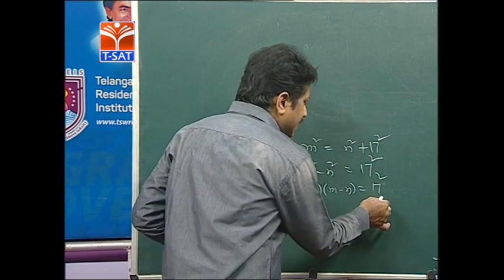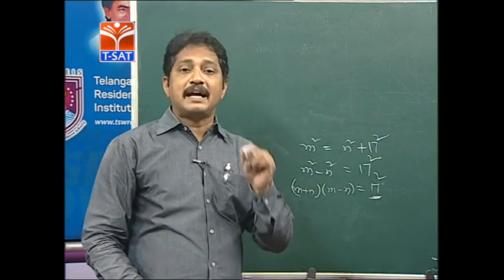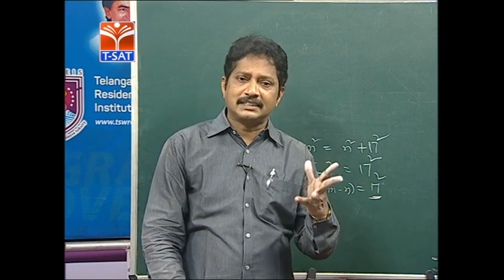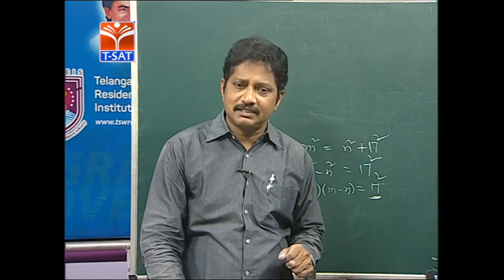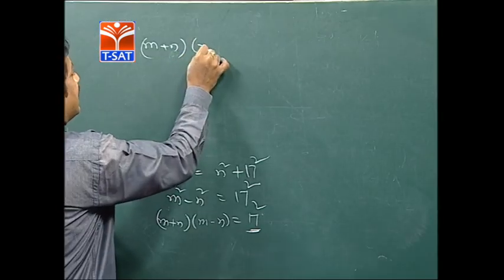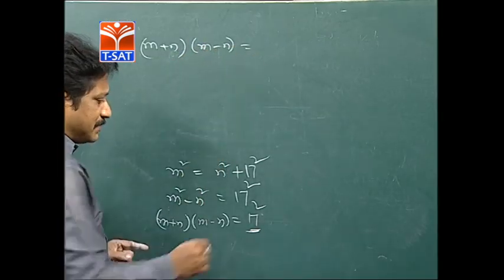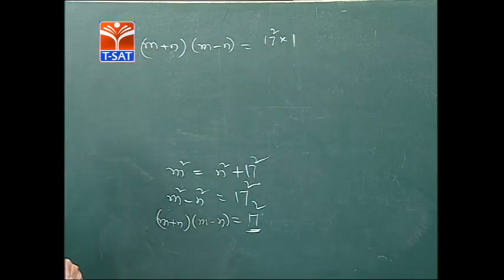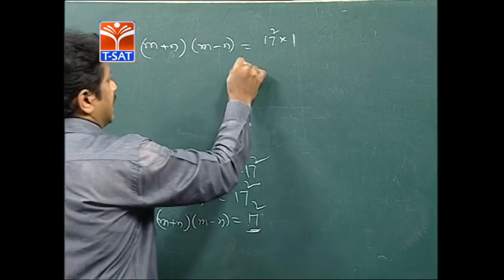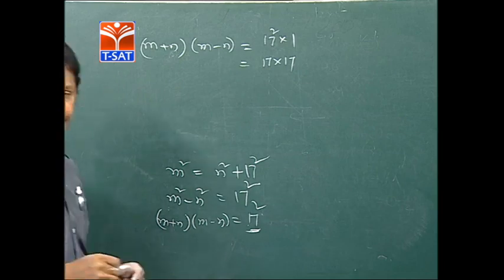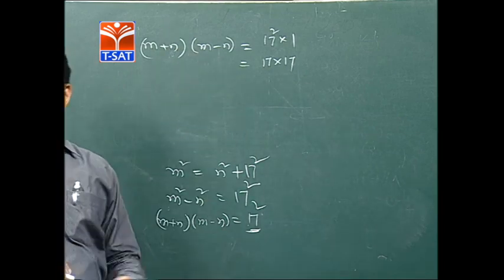The very important concept is 17 is a prime number. It has no factors other than 1 and 17 itself, correct? So, (m plus n) times (m minus n) has two possibilities, maybe 17 square times 1, that is 289 times 1, one possibility of product as factors, and the other one is 17 times 17, am I correct? There are no other possibilities.